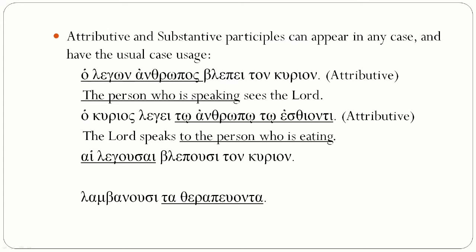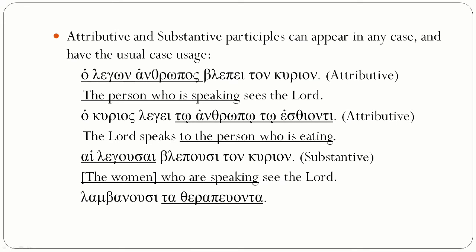Now, is this attributive or substantive? Hai legusai. You will see there is no other nominative in this sentence, so it is simply hai legusai as the participle phrase, which makes it then attributive or substantive. It is substantive. All right. Article, participle, no accompanying noun. And so who is doing the seeing? The women, understood from the participle because it is feminine plural. You can put in the women who are speaking, legusai, and they are the ones who see the Lord.